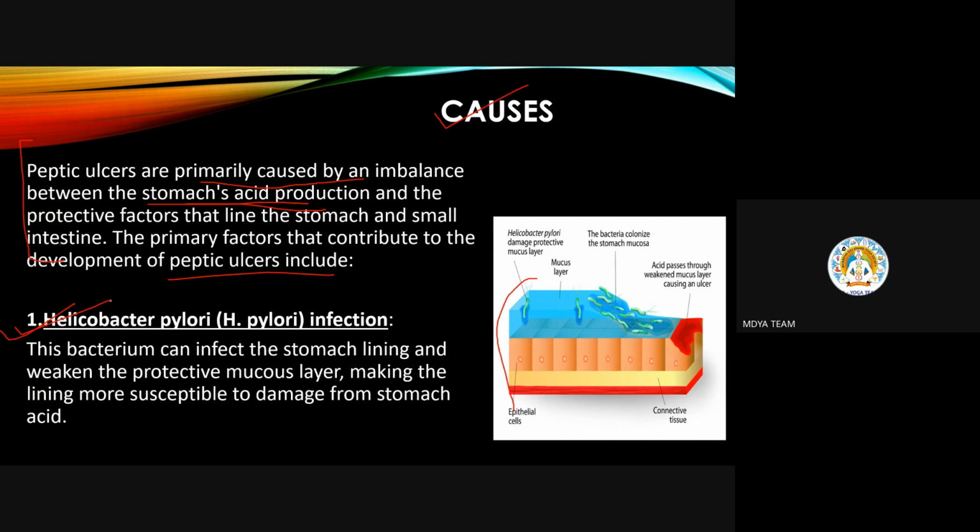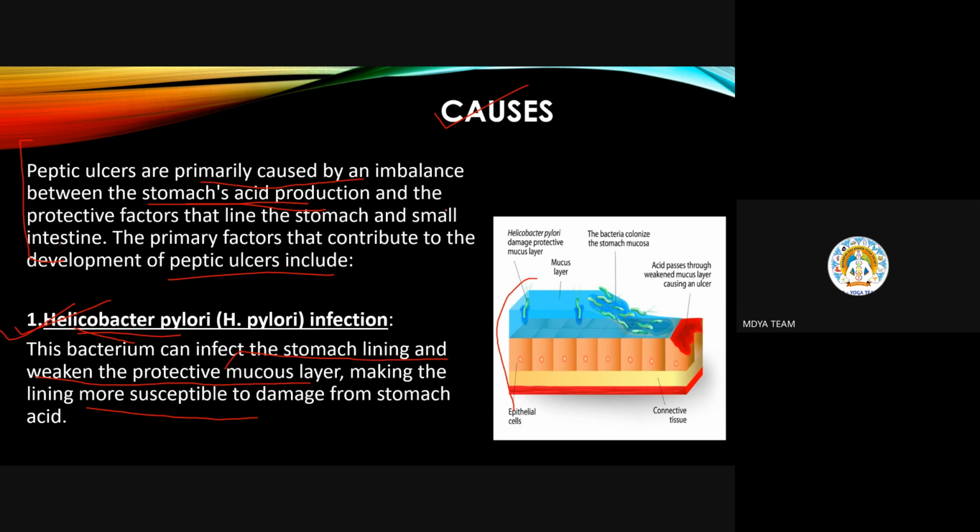Yes. Okay, so here also, I told you that in abdominal problems it is usually H. pylori that is affecting. So in this one also H. pylori infection is affecting. What happens in this? This bacterium can infect the stomach lining and weaken the protective mucosal layer by destroying it, making the lining more susceptible to damage from the stomach acid.